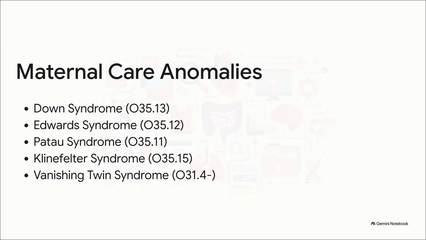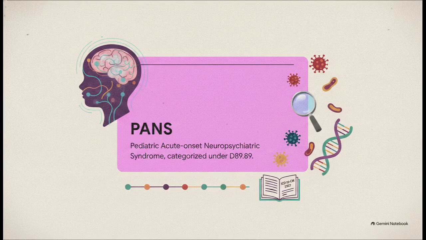On top of that, vanishing twin syndrome has been officially added to the index under 031.4. This whole section is just a massive win for accurately reflecting the true real-world complexity of high-risk obstetric care. So the crucial point here is how the index is finally handling newly recognized pediatric and genetic conditions.